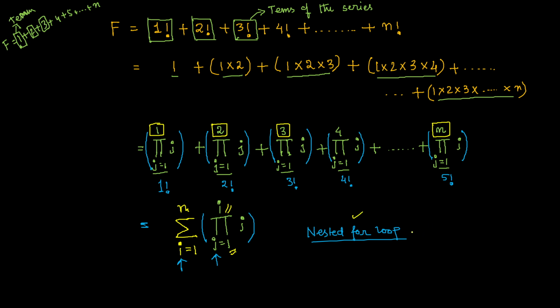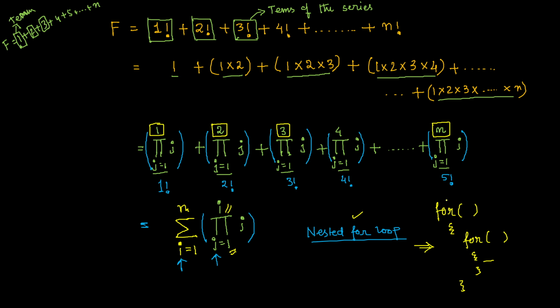So the nested for loop structure looks something like a for loop, within this for loop there is one more for loop, something like this. This is the structure for a nested for loop. So when the nested for loop comes into the role, the question will come: which for loop represents which one?